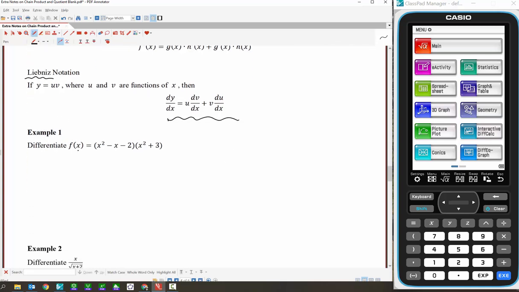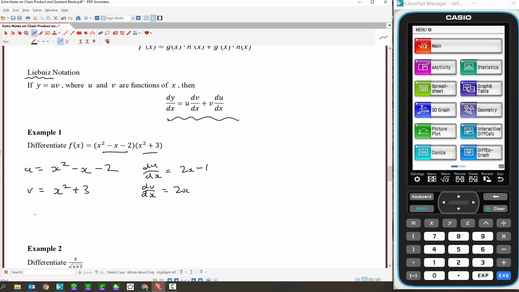Alright, so here is f of x, and it's a quadratic multiplied by a quadratic. So we'll call this first function here u, and second function is v. With the product rule, it doesn't matter which one's u and which one's v, because product has that property where the order of multiplication doesn't matter. So du dx equals 2x take 1, and dv dx equals 2x.